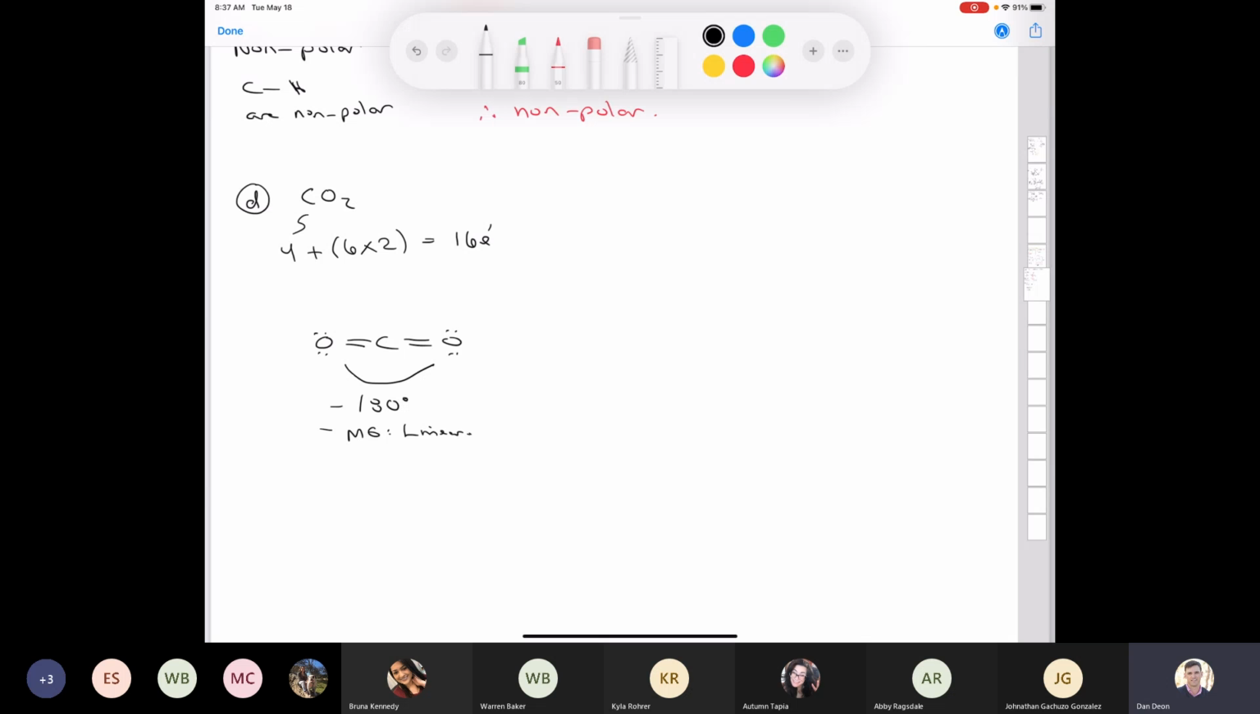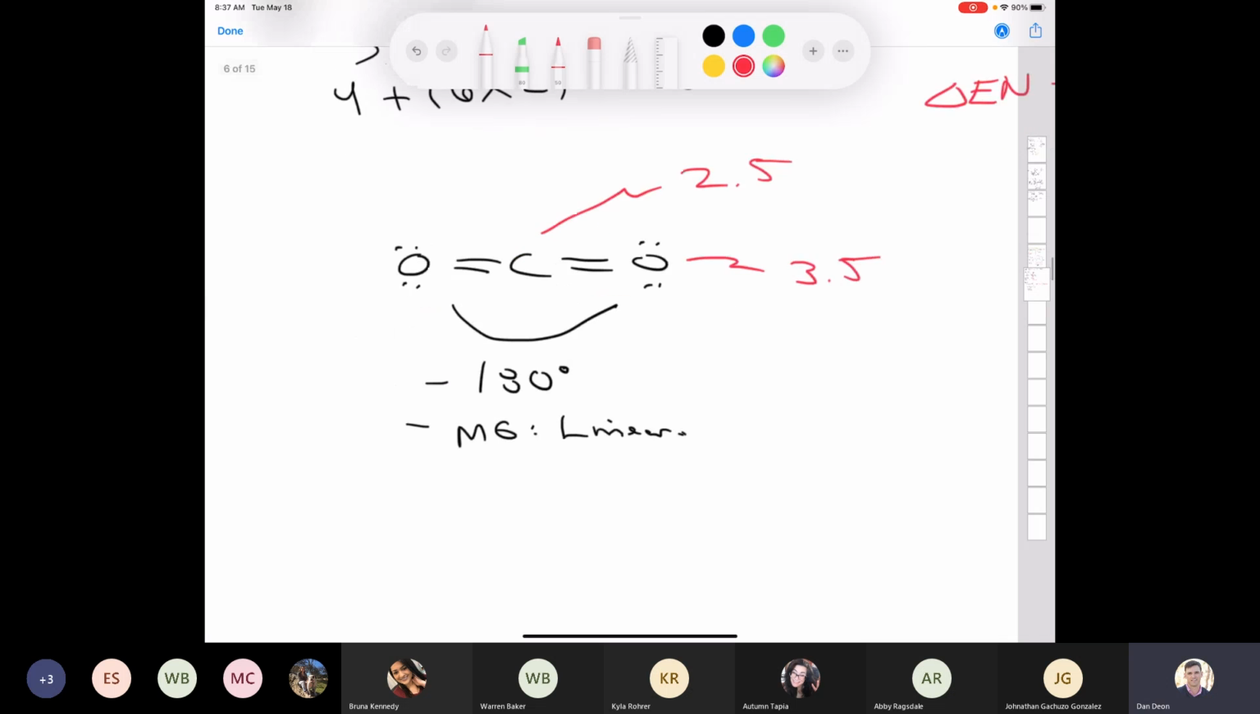Yeah, absolutely. There's definitely polar bonds, right? The reason why there are polar bonds is because oxygen, let me use a different color here. Oxygen has an electronegativity of 3.5. Carbon has an electronegativity of 2.5. So the difference in electronegativity is going to be 3.5 minus 2.5, which equals 1.0, which is a polar bond, right?